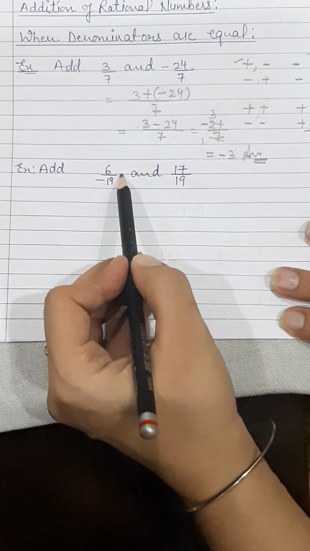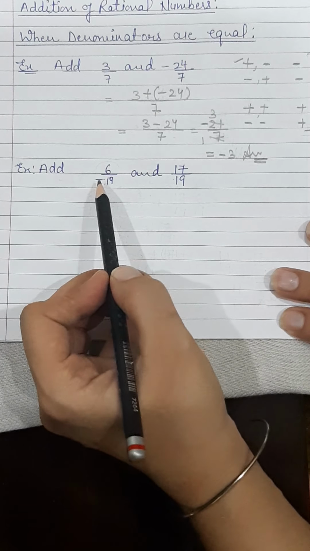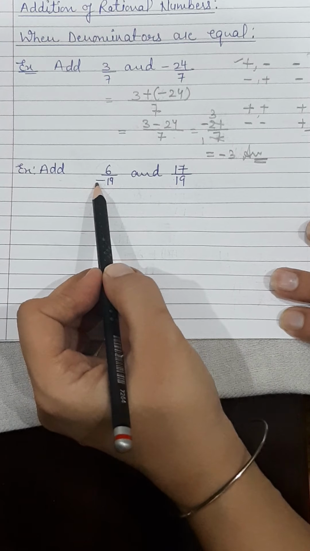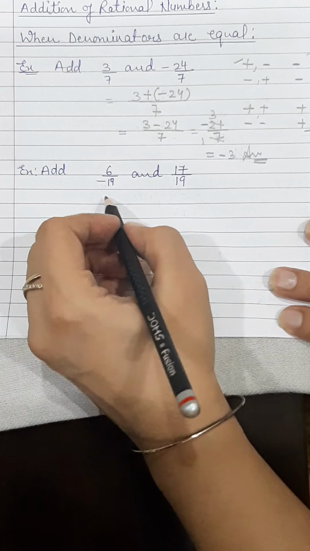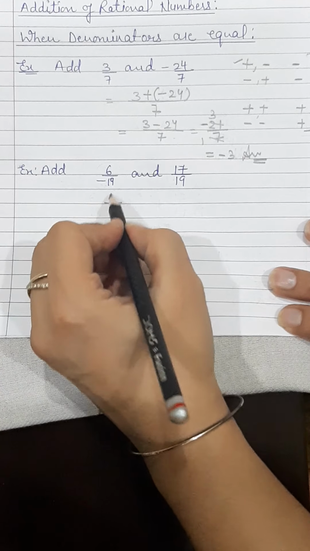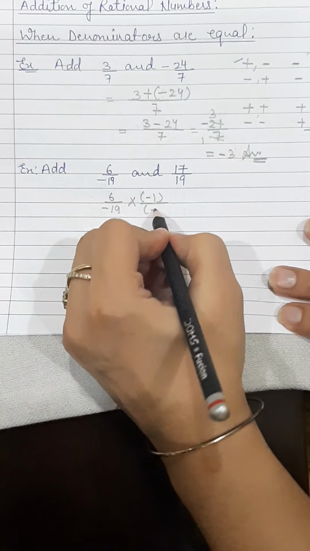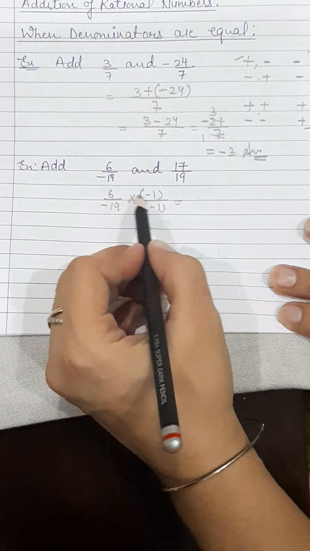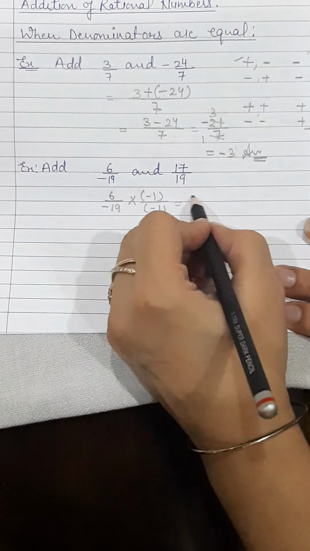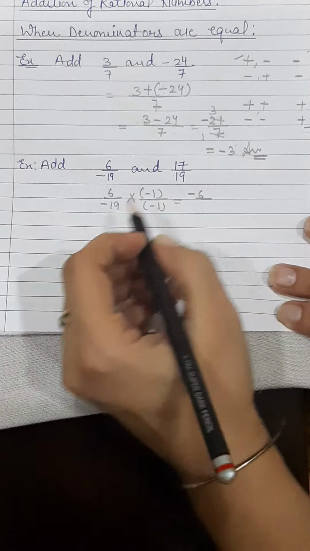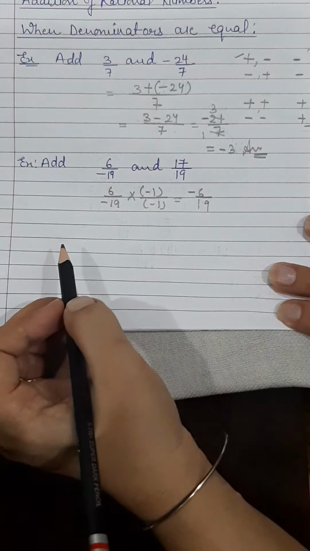Here in 6 by minus 19 the denominator has a negative sign, so we can't write the denominator as negative. First you have to convert into standard form. For conversion to standard form, you multiply 6 by minus 19 by minus 1 in the numerator as well as the denominator. So 6 into minus 1 will be minus 6, upon minus 19 into minus 1 which will be only 19.